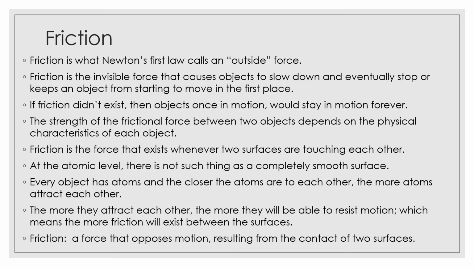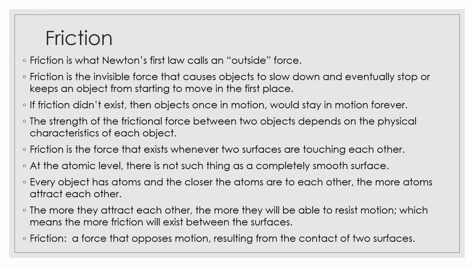Okay, so friction is our next topic. Friction, of course, is what Newton's first law calls that outside force that we've been talking about. Friction is technically an invisible force that causes objects to slow down or stop, and it keeps an object from starting to move in the very first place if it's not moving when you first observe it. So if friction didn't exist, then objects in motion are going to stay in motion forever, like we talked about in space. The strength of the frictional force between two objects depends on the physical characteristics of the object.